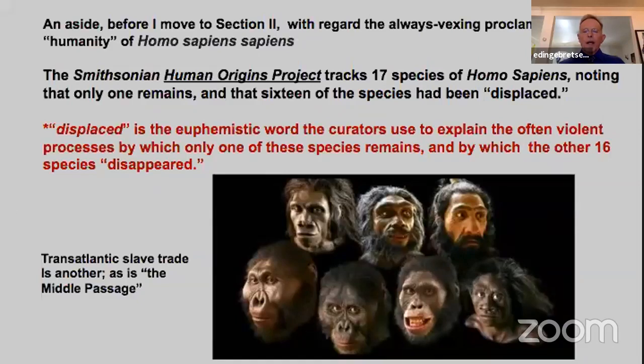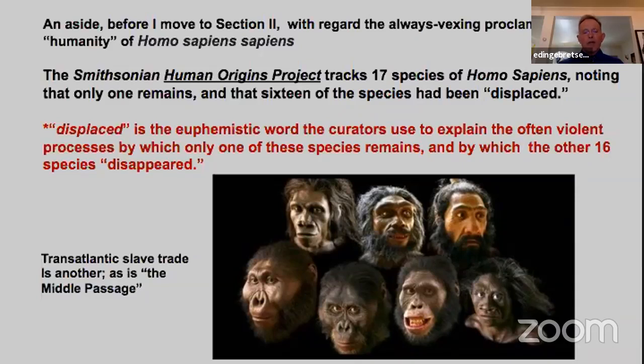Part of what I'm tracking, and I know that there are different persons at unredact.com, for example, Ms. Kennedy is also doing this kind of work with different organizations, is how history is redacted, scrubbed, and washed. Displaced is the euphemistic word that curators use to explain the often violent processes by which only one of these species remains, and by which the other 16 species just disappear. Very passive voice. I tell my students in class, passive voice lies and doesn't tell the truth. It hides the agent of the deed.